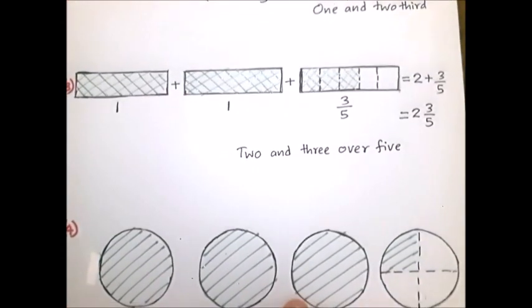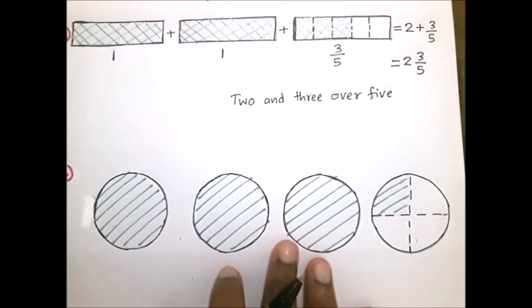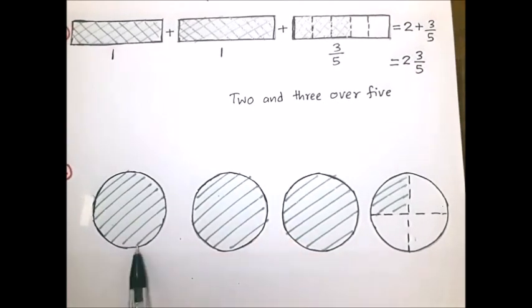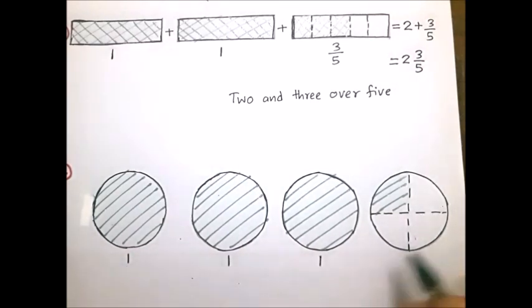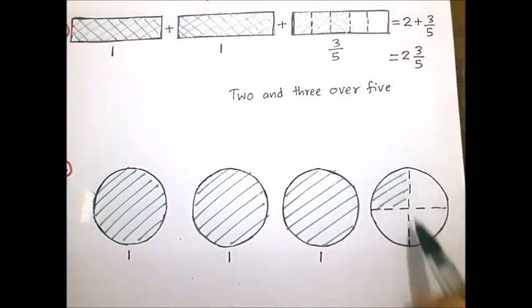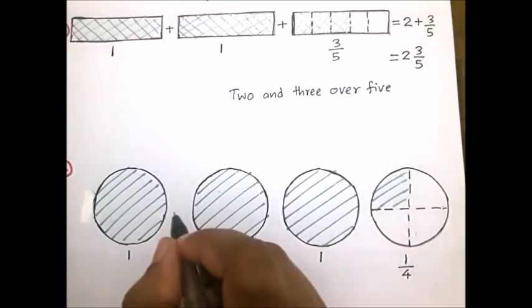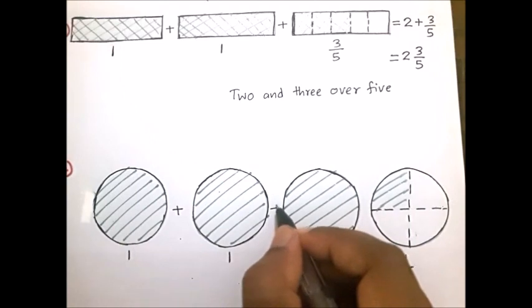Now look at the last example, fourth one. Here 4 circles are in same size. Here these are shaded. So full circle shade. So you can take this as 1. 1 and here also 1. Here this circle divided into 4 parts and 1 part is shaded. So you can write this as a fraction. It is 1/4. Now I am going to add these 4.